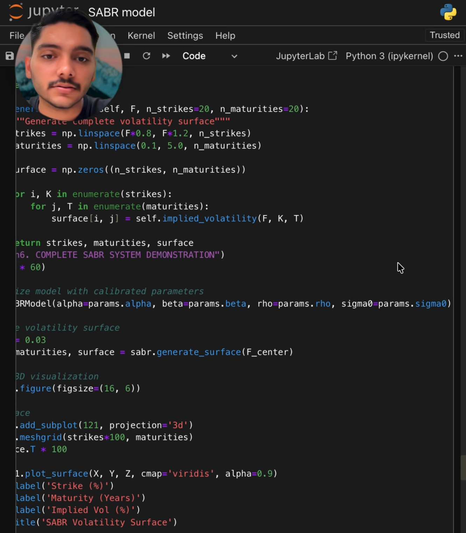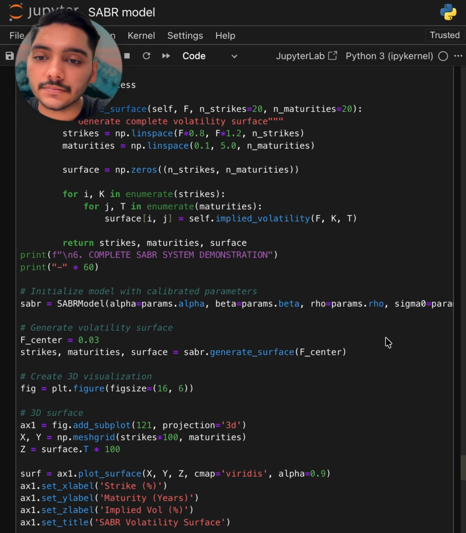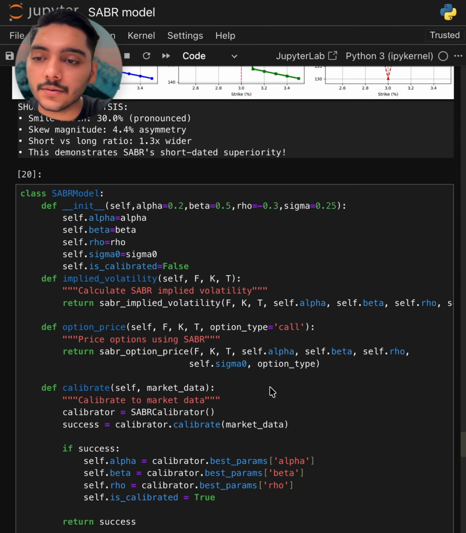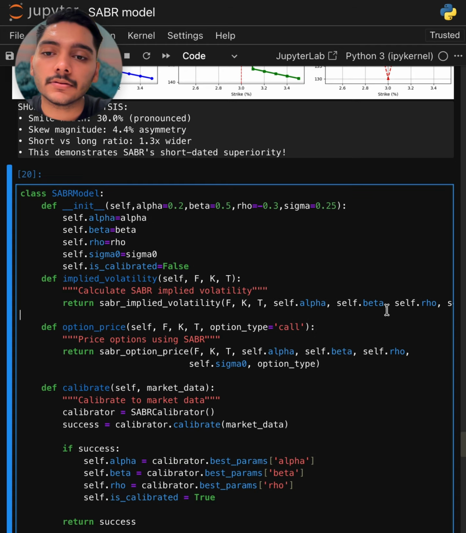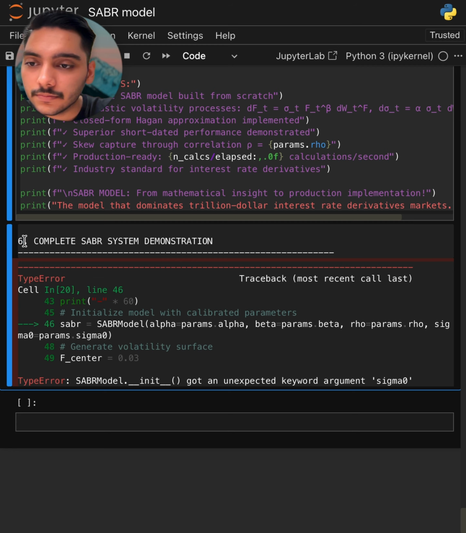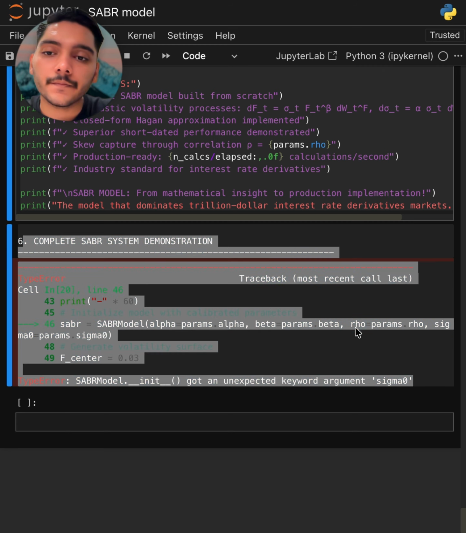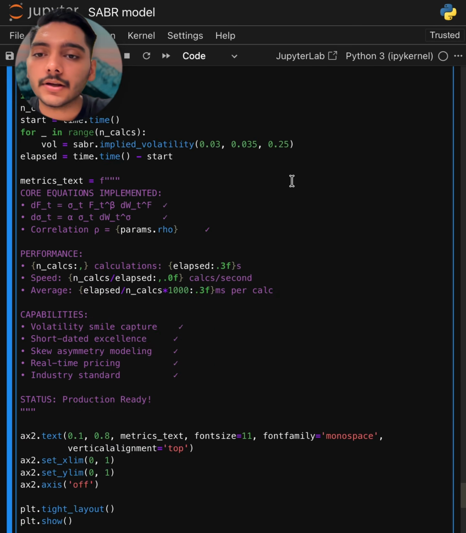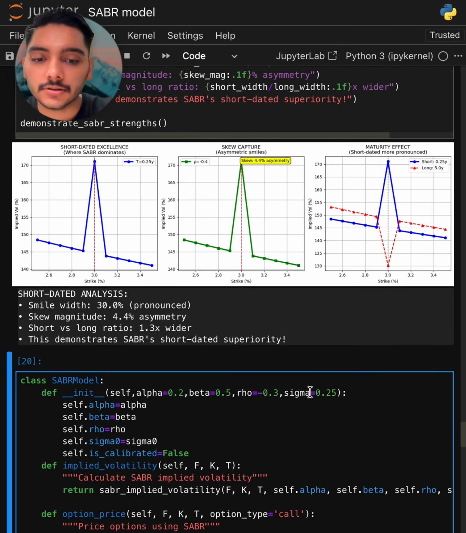Sigma naught, set apart. Okay, sigma. Let me see where the error is actually committed. Okay, I forgot to write sigma naught here, like this.